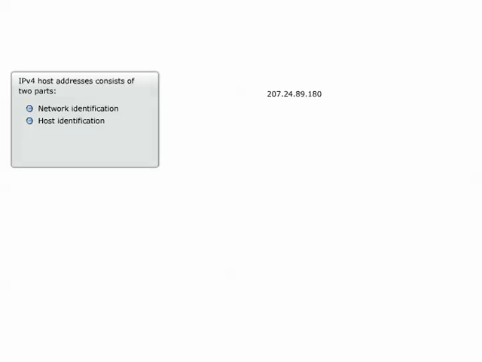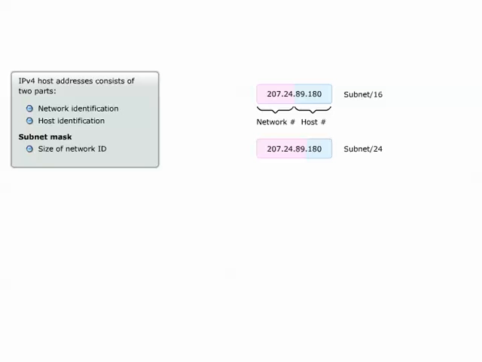IPv4 host addresses consist of two parts. The first part is a network number, and the second is a host number. The network administrator decides how many bits are used for each part of the internal network, and the Internet Service Provider decides this for the external network. For each IP network, there is a subnet definition, usually called the subnet mask, telling how many bits belong to the network ID. A /16 network uses 16 bits for each part. A /24 network uses 24 bits for the network ID and 8 bits for the host ID.